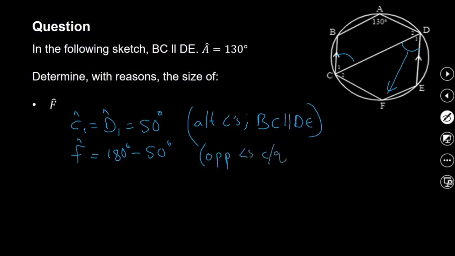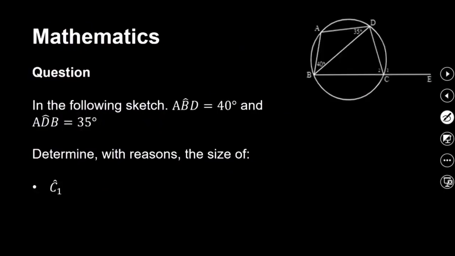Opposite angles of a cyclic quad, therefore angle F will be equals to 130 degrees. I don't need a reason for that, guys. It's just math. I'm just subtracting two angles. Also, in the following sketch, ABD, right? As you can see, ABD is given as 40 degrees and ADB is given as 35 degrees. We want to find with reasons the size of C1, right?